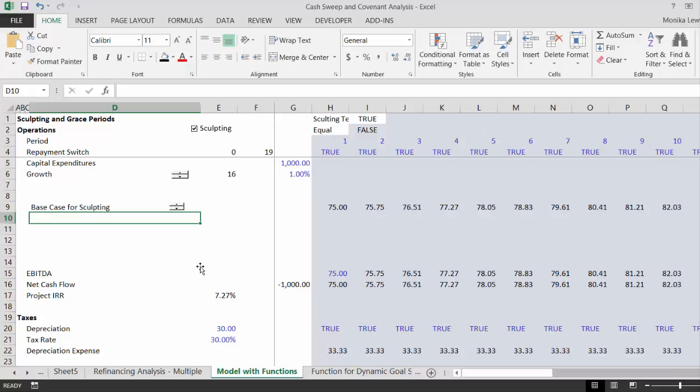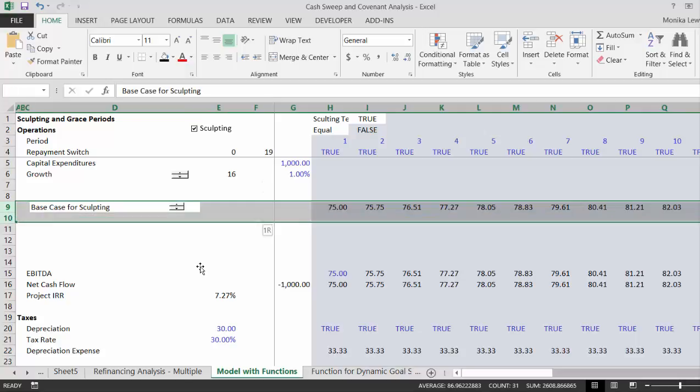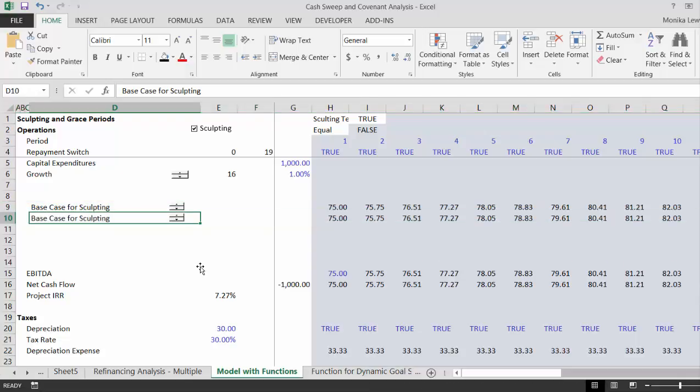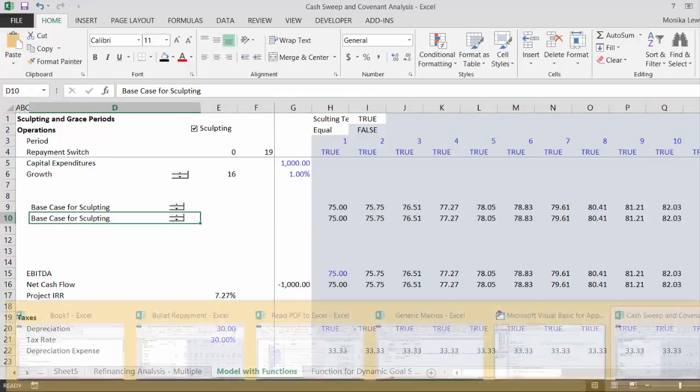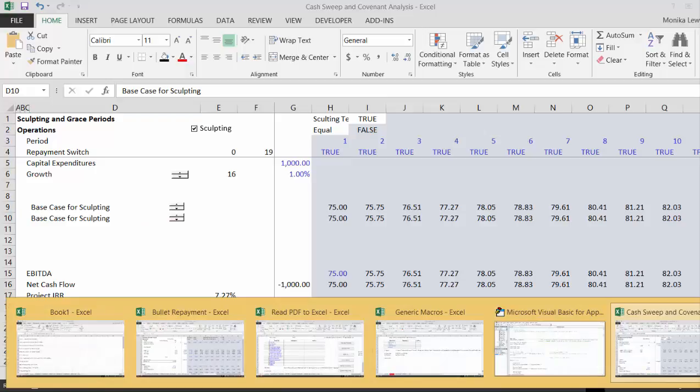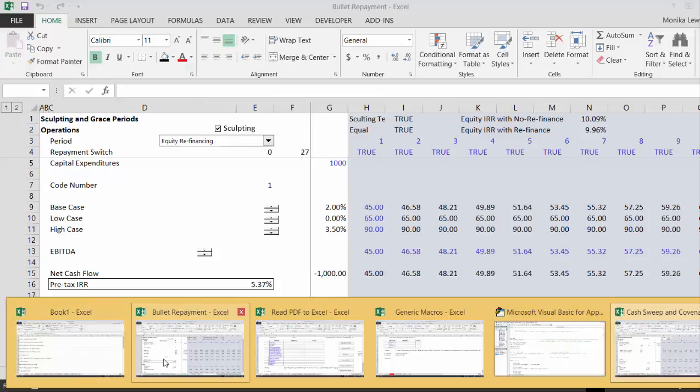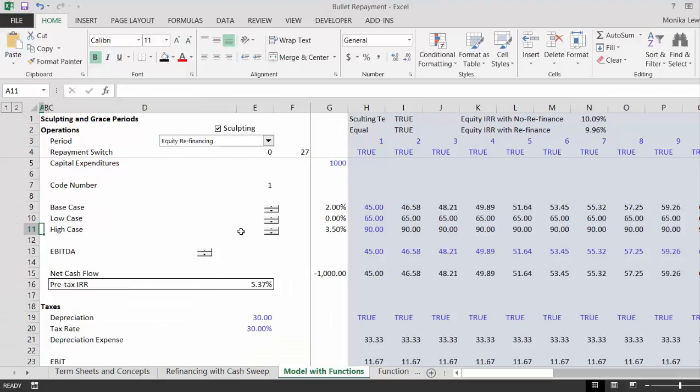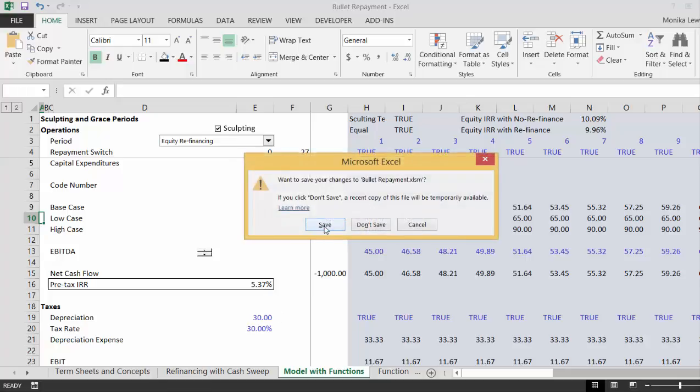You know what I should have done is, okay, so let's control D. Do I have something else open that's slowing us down? Read PDF, generic macros, cash sweep, bullet repayment. I don't think I do. Well, I had the bullet repayment. What happened there? Oh, this is the one I want to close, excuse me.